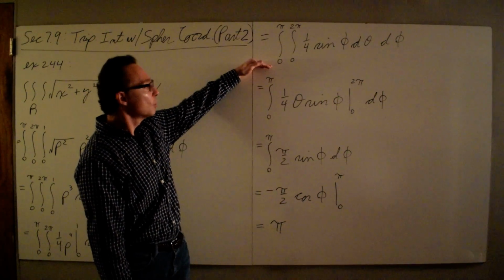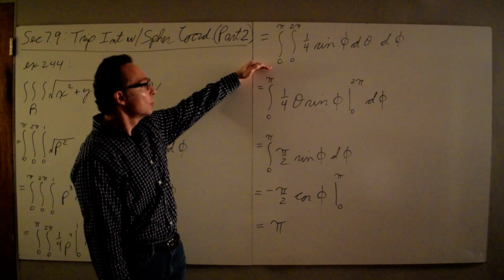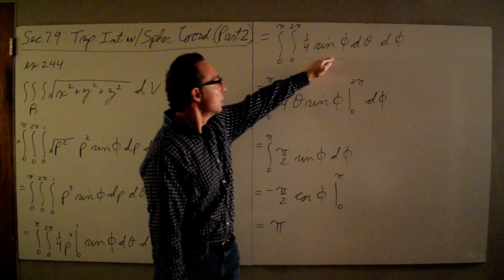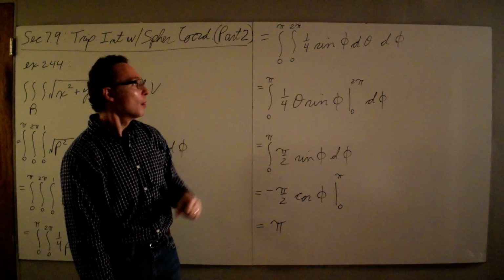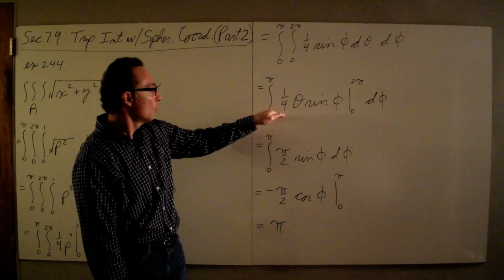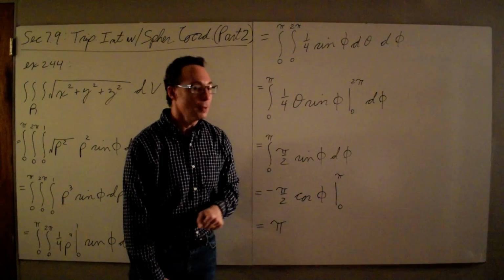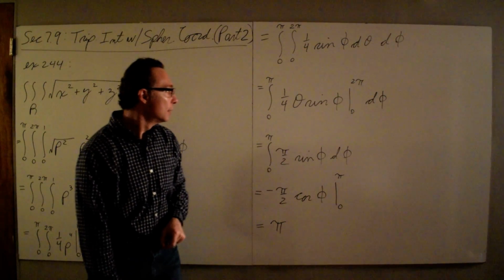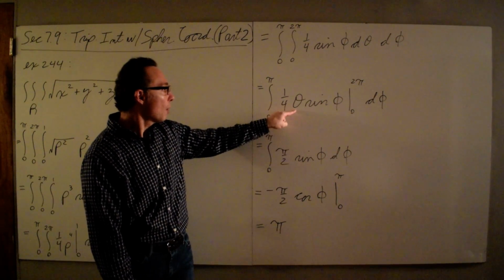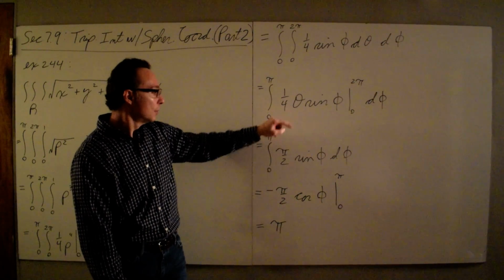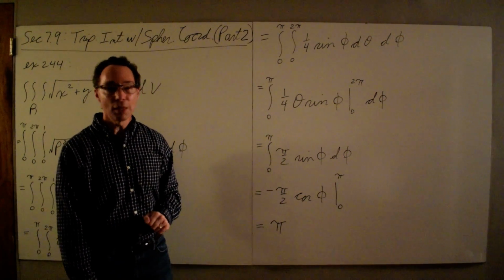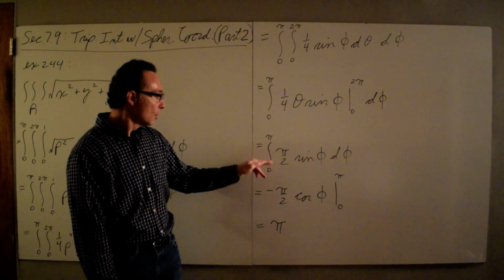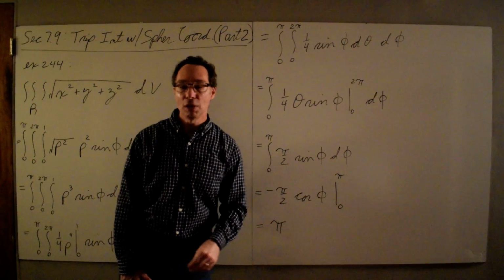Next we integrate with respect to theta, and we're just treating phi like a constant. So we just have 1/4 theta sine phi. The theta limits of integration, 0 to 2 pi. So substitute 2 pi, substitute 0, and subtract. So we have the integral from 0 to pi of pi over 2 sine phi d phi.